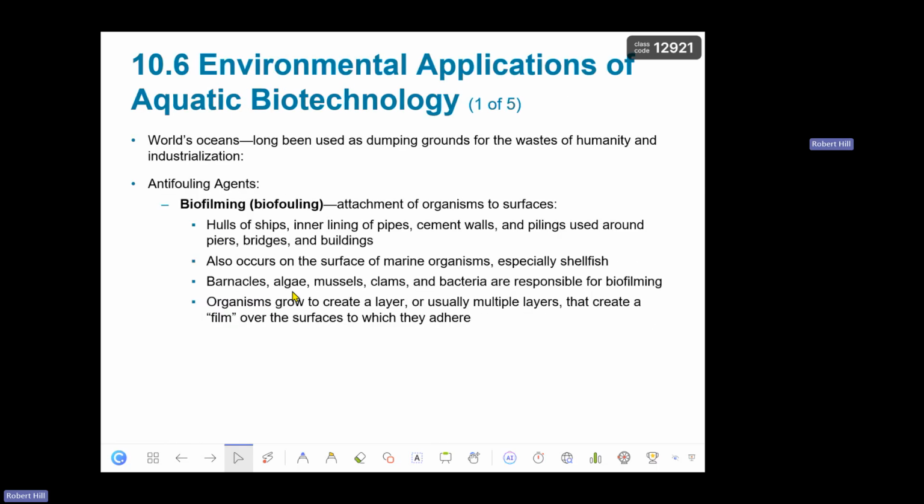All right, let's talk about environmental applications. Oceans have been used as dumping grounds, but aquatic biotech can help reverse the damage. Anti-fouling agents prevent biofilms. Biofilms are layers of organisms like barnacles and algae that stick to surfaces, and they can cost billions of dollars in maintenance. All those ships need to be scraped. And there are certain marine species that naturally resist biofouling. These can offer a template for an eco-friendly type of coating.